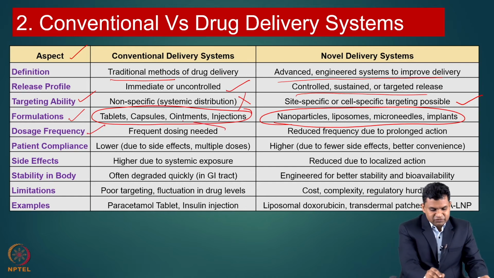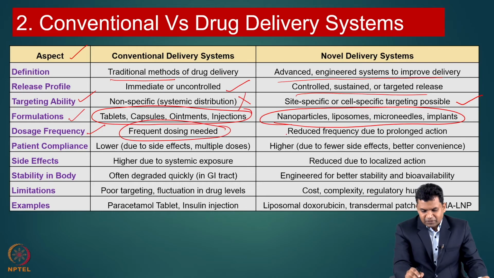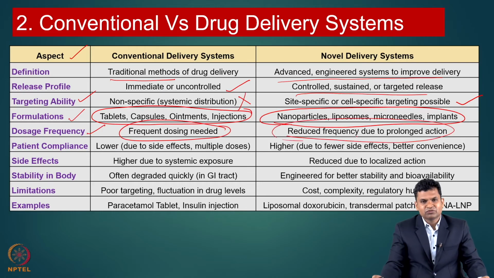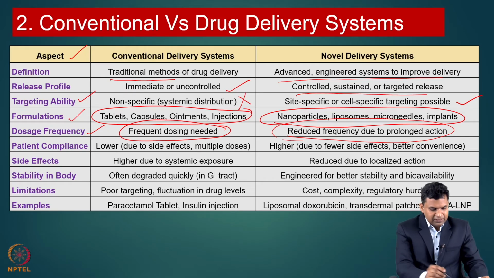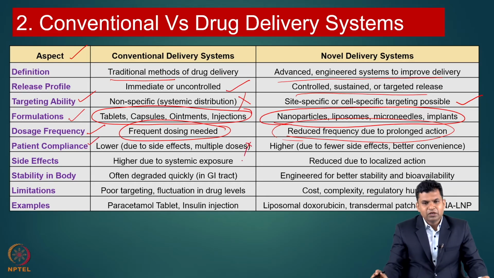Dosing frequency: we need to give doses at each interval, but when you convert into an NDDS formulation, we can reduce the frequency of administration, which shows the long-acting effect. And patient compliance is much better, because conventionally you need to give multiple doses, whereas here patient compliance is very high. If you convert your formulations from injection to a nano formulation or some other targeting system, definitely your patient compliance will increase. And also we can reduce the side effects by reducing the dose of the drugs.